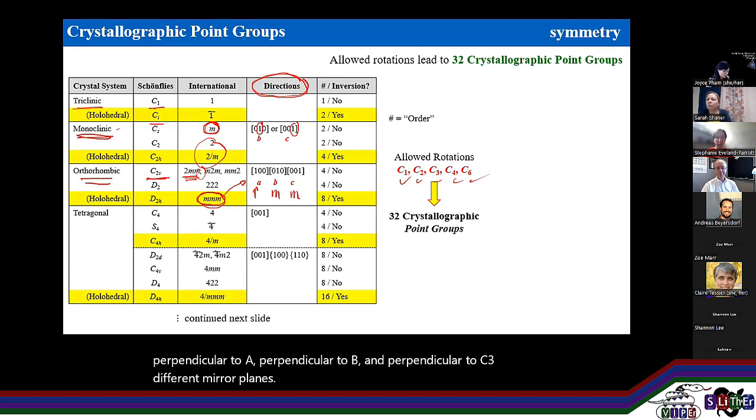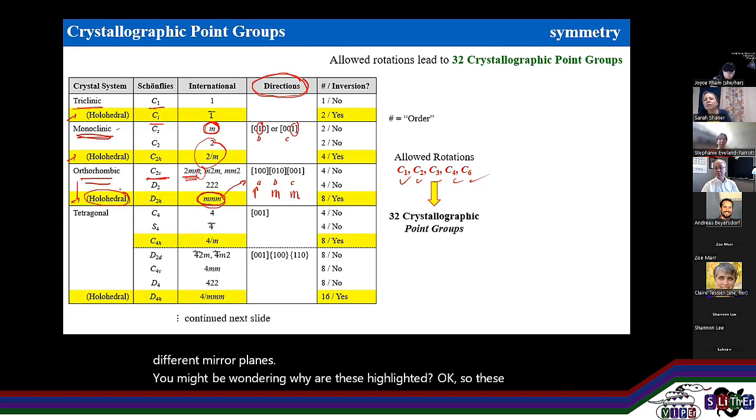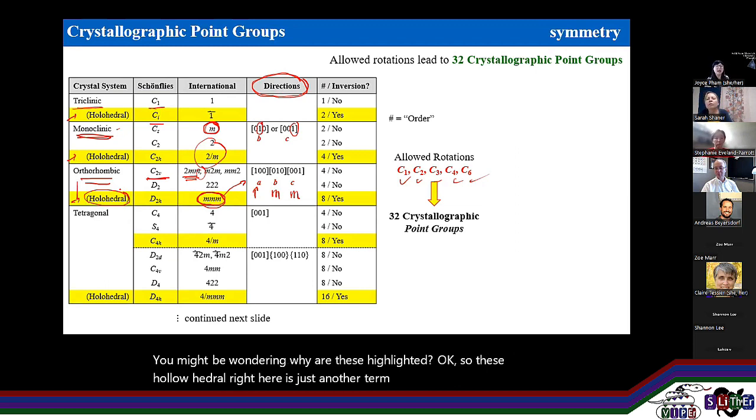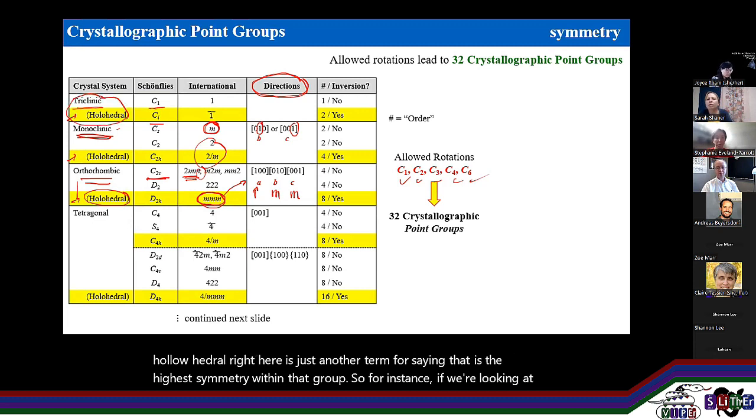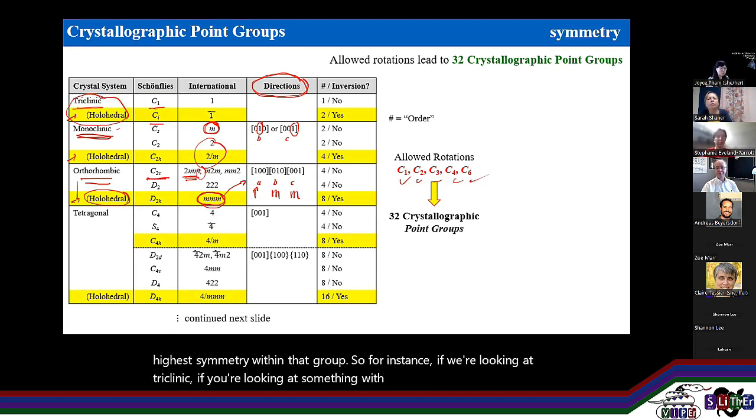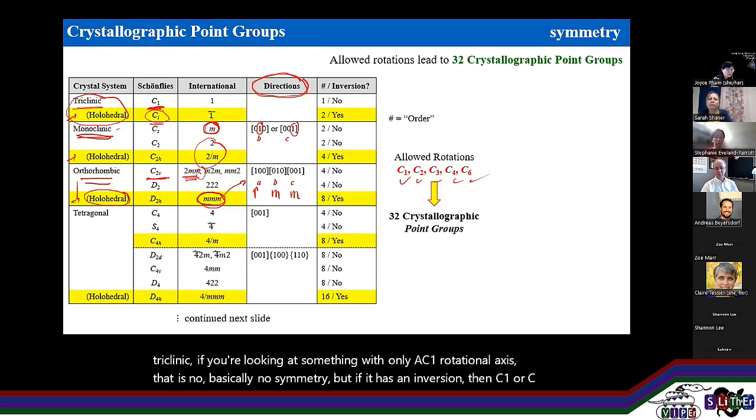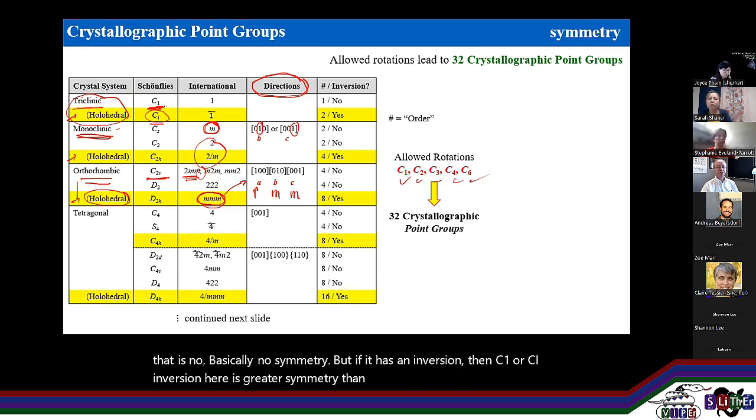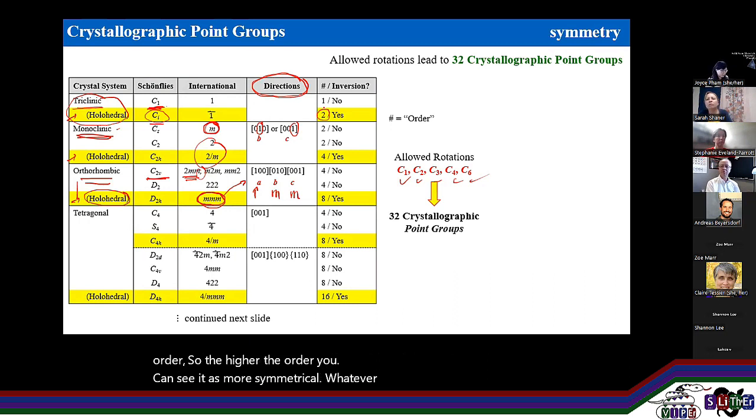You might be wondering, why are these highlighted? So these holohedral right here, this is another term for saying that that is the highest symmetry within that group. So for instance, if we're looking at triclinic, if you're looking at something with only a C1 rotational axis, that is basically no symmetry. But if it has an inversion, then CI inversion here is greater symmetry than C1. You can also see it as the order. So the higher the order, you can see it as more symmetrical, whatever you'd like to identify that.